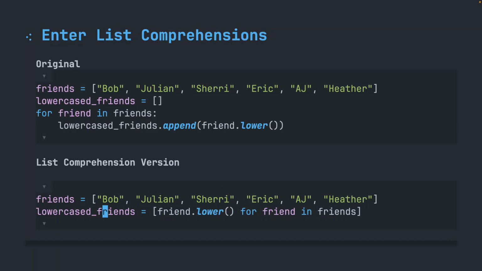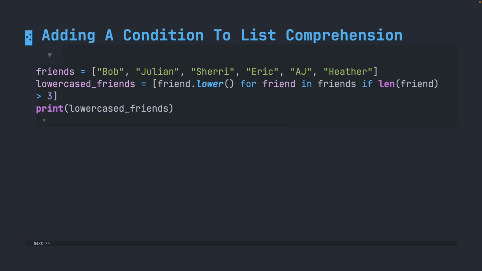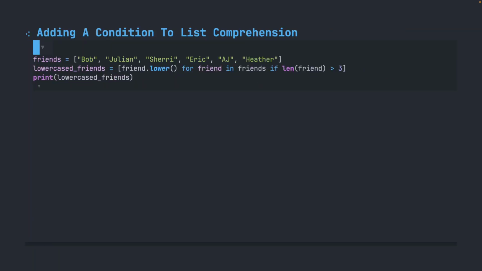And inside of a list comprehension, you don't actually have to use the append method. It's what's called implicitly added. So you can also do this. Let me zoom out just a little bit here. You can also do this with a conditional. It's just that when you use a list comprehension, the conditional goes at the end. So here you have the friend.lower for friend in friends, and then if the length of friends is greater than 3, and you'll see that this gets us back to the same exact code that we had earlier.